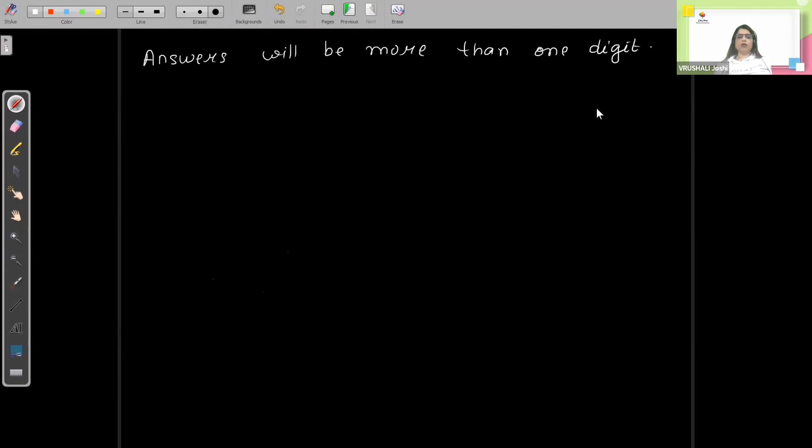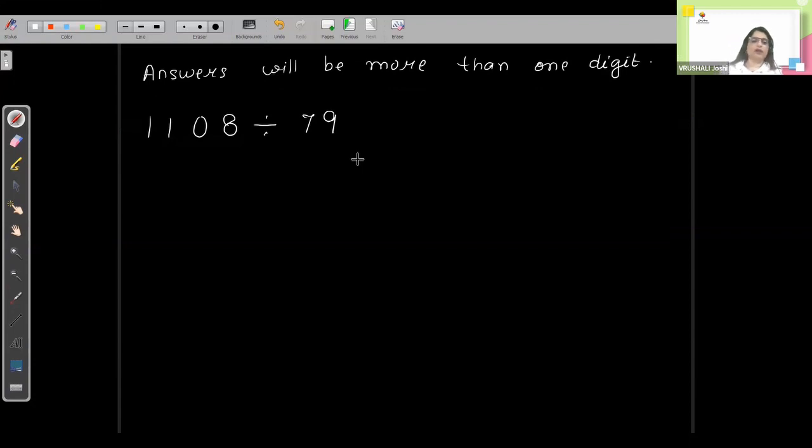Okay. Now, what kind of sum are we looking at? Like, for example, say we have 1108 and we want to divide this by, say, 79. I want all of you all to pay attention because here this sum can be done in a different method. Anyway, that we have taken a sum.